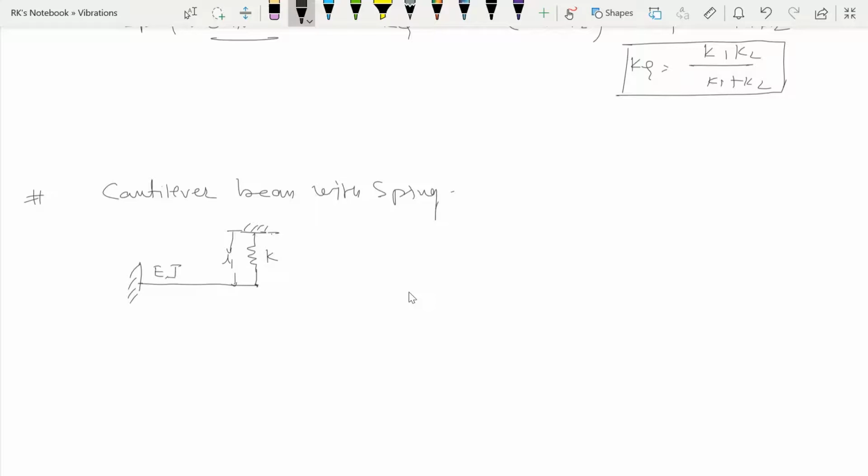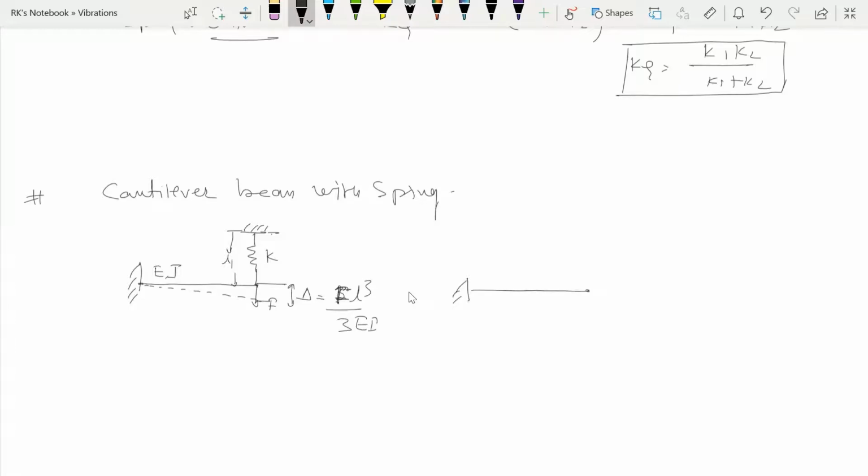So now if we apply a force F at this place, this beam will be deflected like this, right? And this will be delta, right? So as we know, this delta is equal to F L cube over 3EI, right? And now we can draw the free body diagram of this system. So the free body diagram will be something like this.